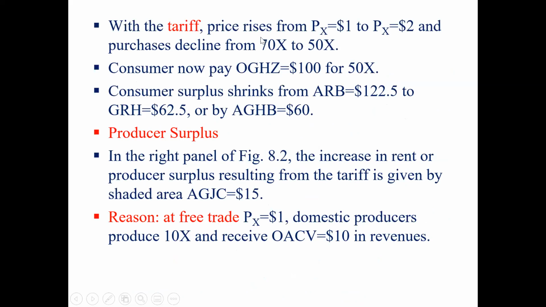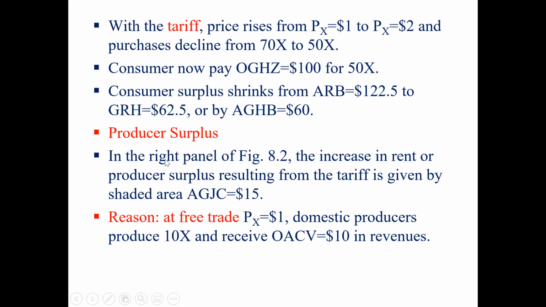With the tariff, price rises from $1 to $2 and purchases decline from 70X to only 50X. And consumers now pay AGHZ, which is equal to $100 for the 50X. Consumer surplus shrinks from $122.5 to $62.5, which, if we represent it by the area, is equal to AGHB we saw in the previous slide, $60.